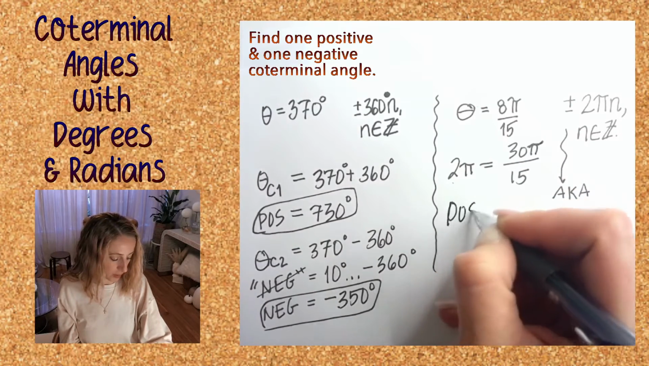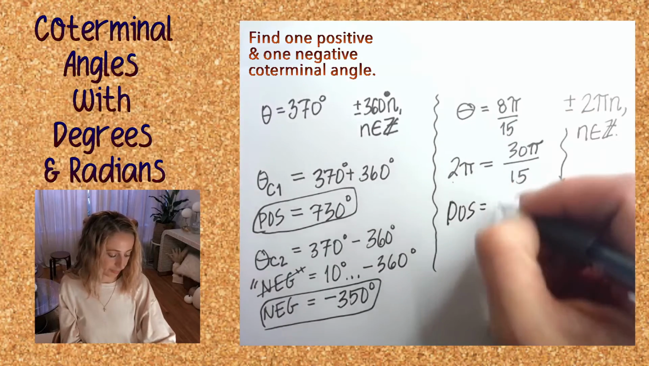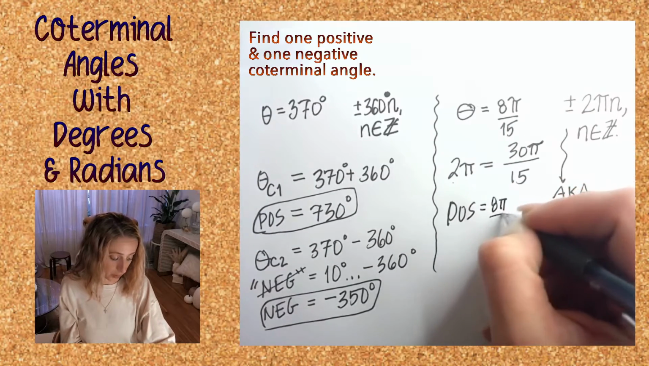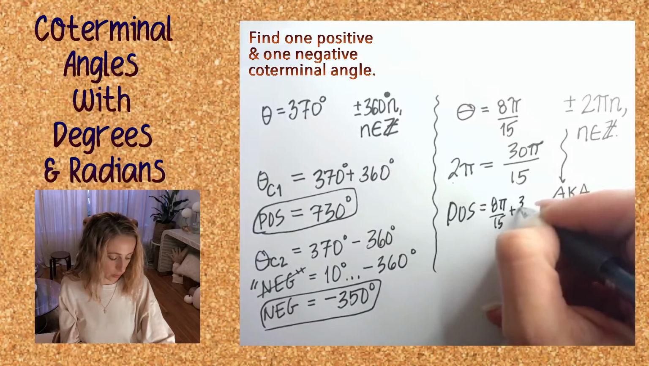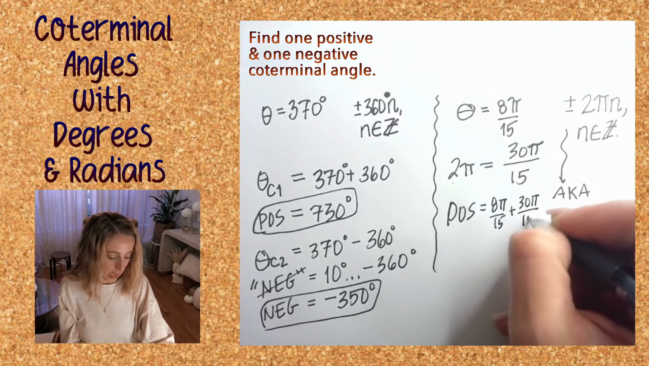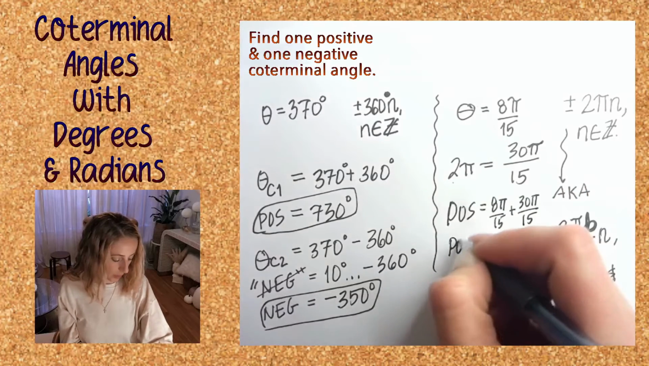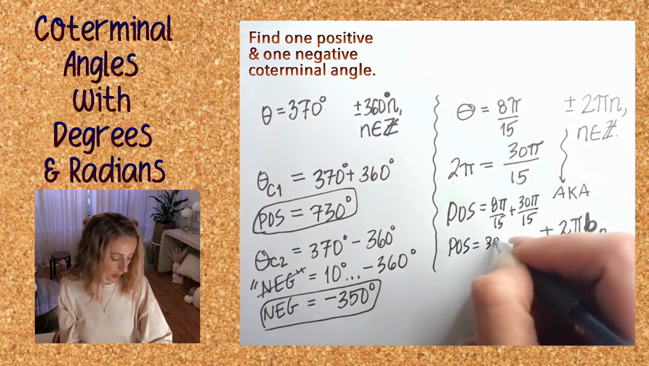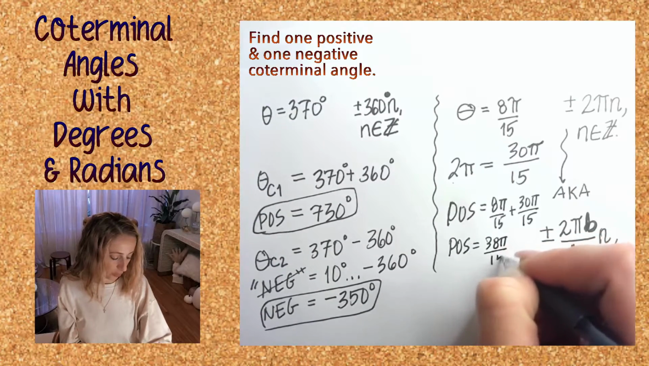So I'll just say positive equals, well, I barely even have to write it, but let's write it. I think you guys can all do this basically in your head. So our positive coterminal, 38 pi over 15.